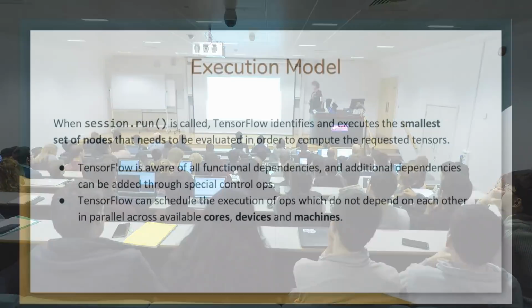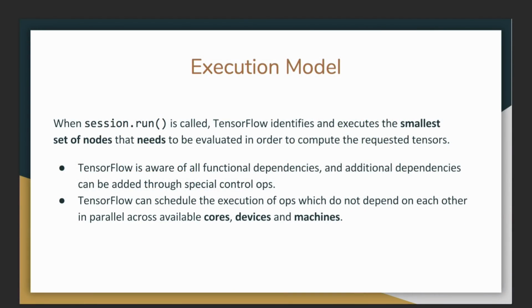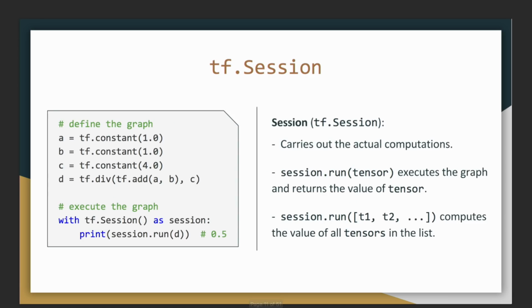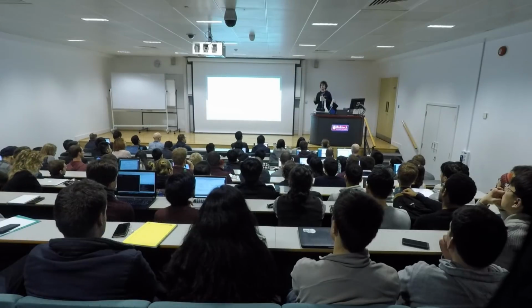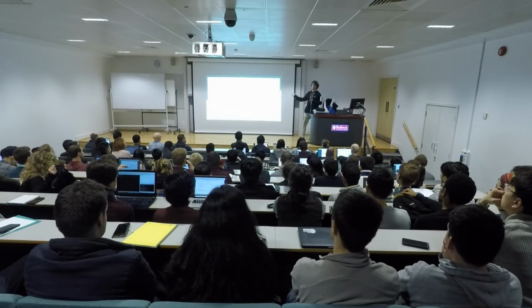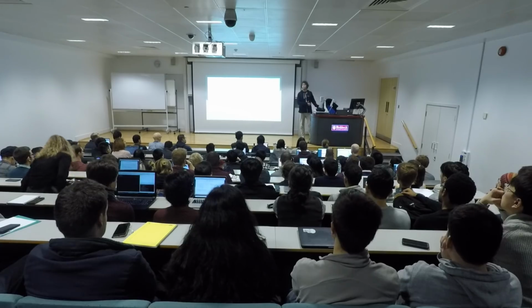When you speak about sessions, the most important thing you need to remember is that TensorFlow identifies and executes the smallest set of nodes which need to be evaluated in order to compute the tensors you're requesting. So in this case, everything needs to be executed, because in order to know what D is, you need to divide the addition of A, B plus C. In order to have C, you need to execute that constant. In order to get the addition of A and B, you need to execute both A and B. So just by the natural dependencies in the computational graph, by requesting an evaluation for the tensor D, TensorFlow knows that it needs to execute the entire graph.